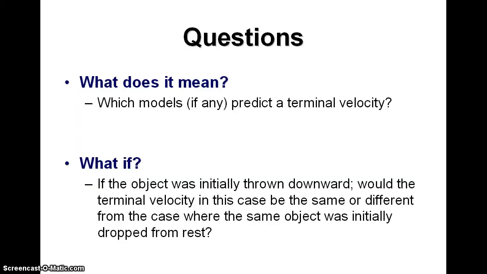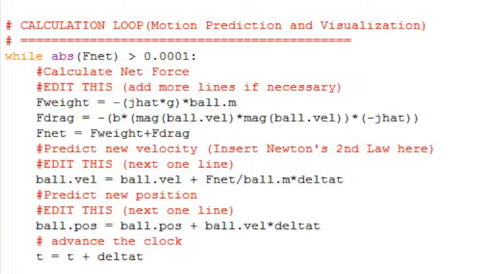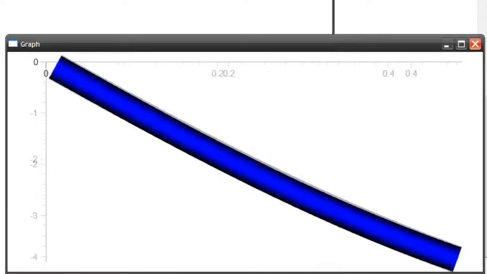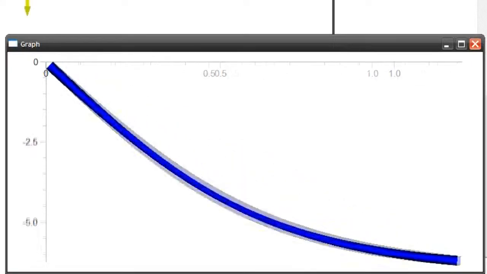We will now cover the what-if question. If the object was initially thrown downward, would it reach the same terminal velocity as if it had been dropped from rest? To determine the system's terminal velocity, I took the model with drag and set it to run until the net force was approximately equal to 0, and had it graph the lid's velocity as a function of time.